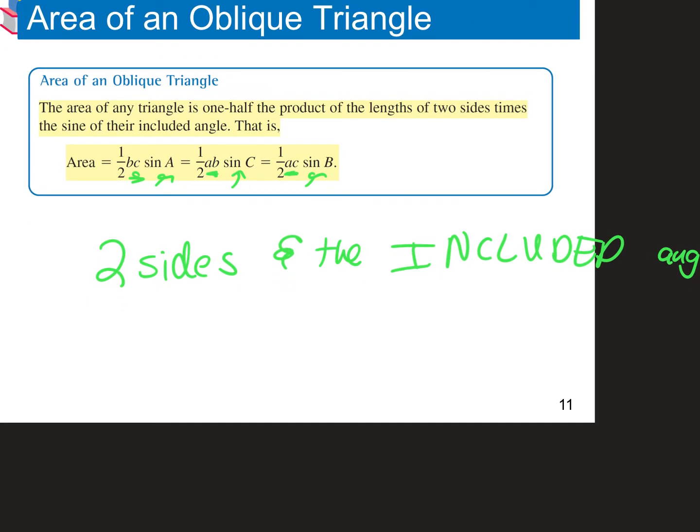Don't fall for it. Now it says 1/2 times this. You can also say divided by 2. But you take the two sides times the sine of the included angle and you divide by 2. This is how you find the area of an oblique triangle. So you have like side A times B times the sine of C divided by 2. That's it. The two sides and the angle in the middle.